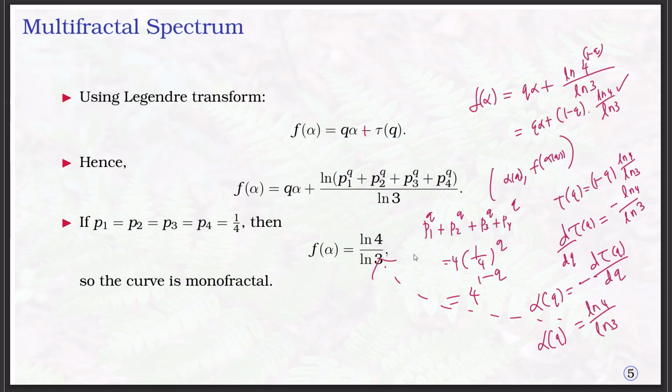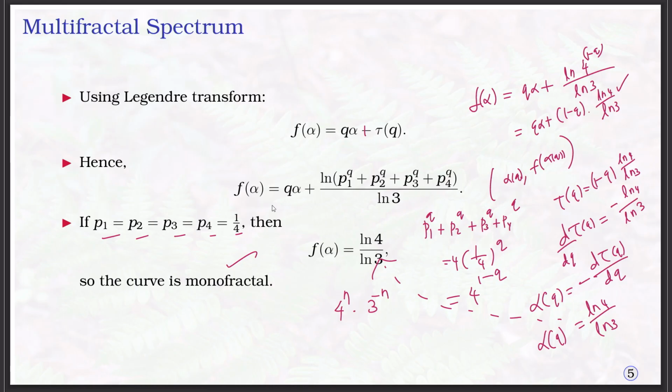That means throughout all the parts, we have p1, p2, p3, p4 all equal to 1 by 4. Then we will get 4 power n number of intervals, each of size 3 power minus n. That means all the parts of the set have the same scaling exponent alpha. Therefore f of alpha also is ln 4 by ln 3, there is no change in f of alpha. Therefore, this curve becomes monofractal when you take all the probabilities equal.